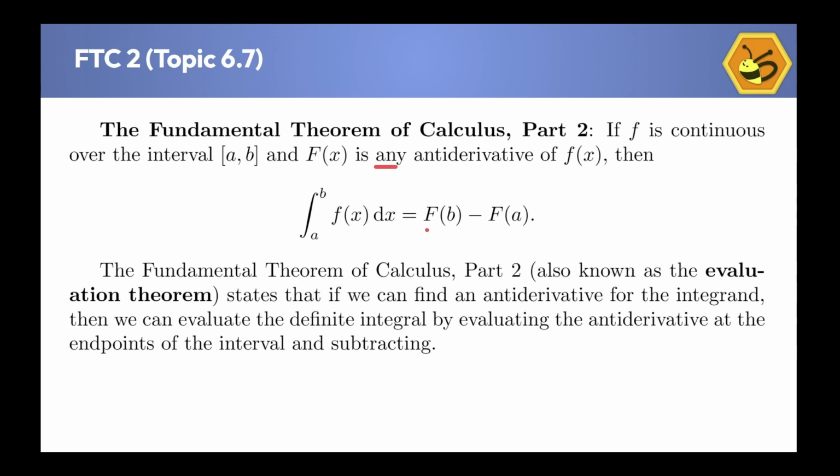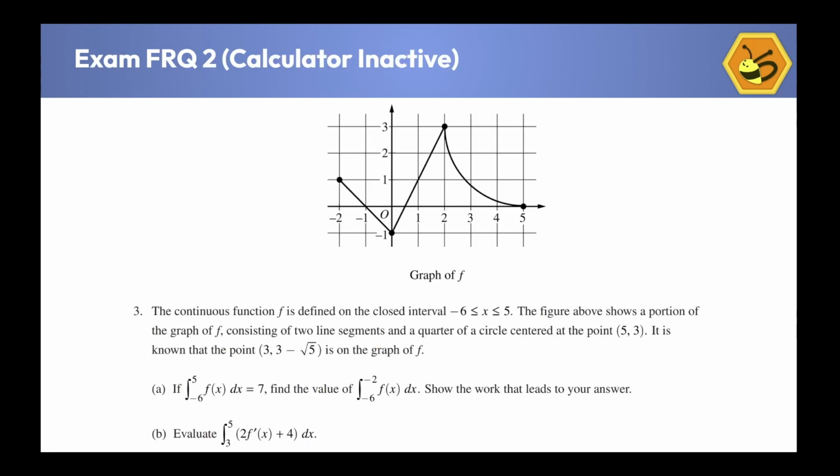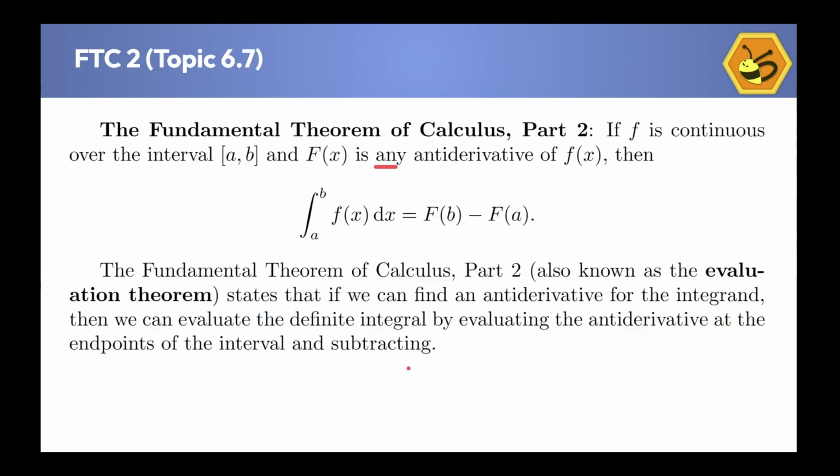In this case, it is capital F because it is the antiderivative. If we can find an antiderivative for the integrand, then we can evaluate the definite integral by evaluating the antiderivative at the endpoints of the interval and doing subtraction to get the value. There is an example, but I'm going to skip through it because I don't think we have enough time.